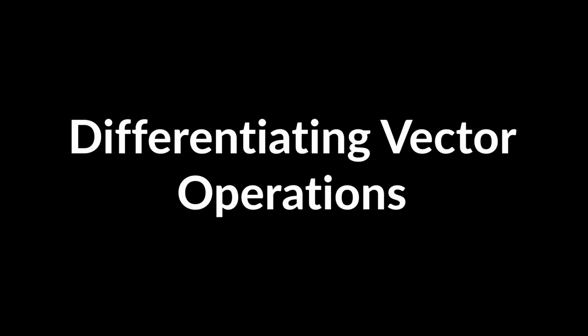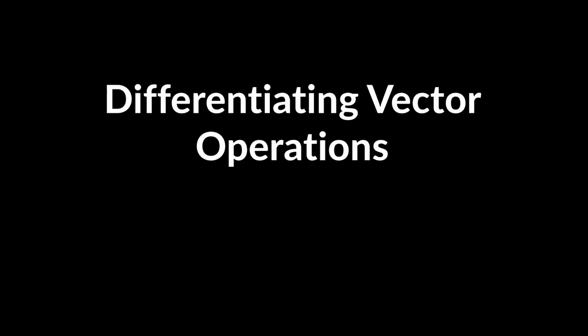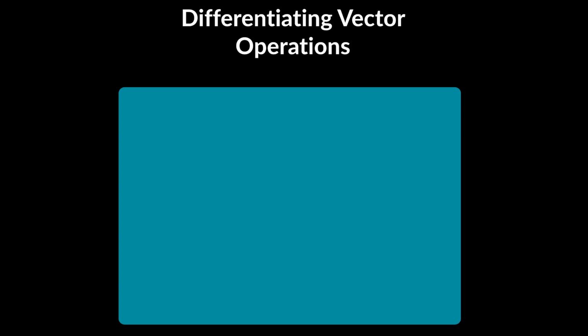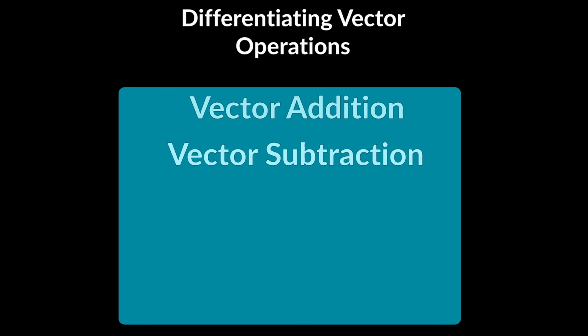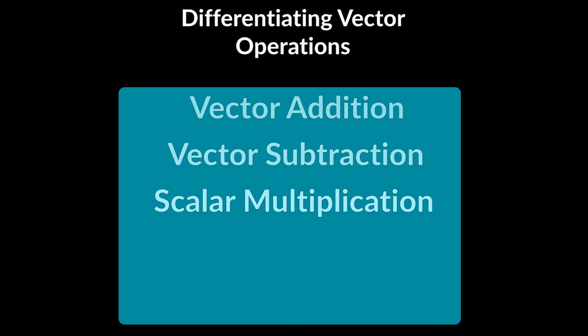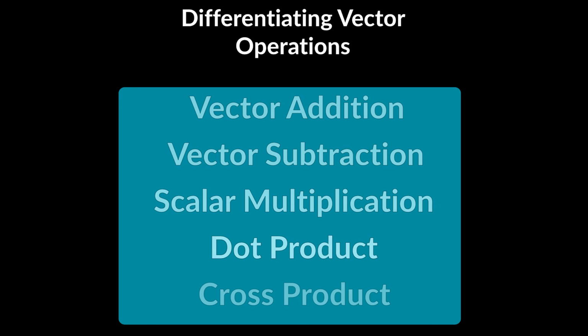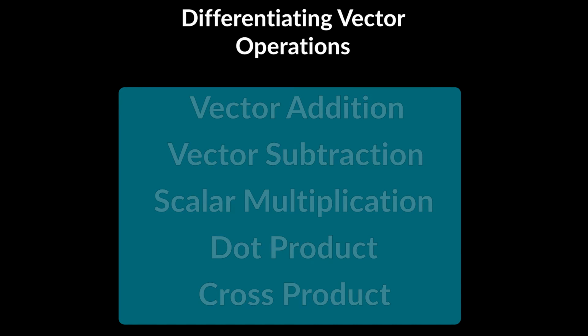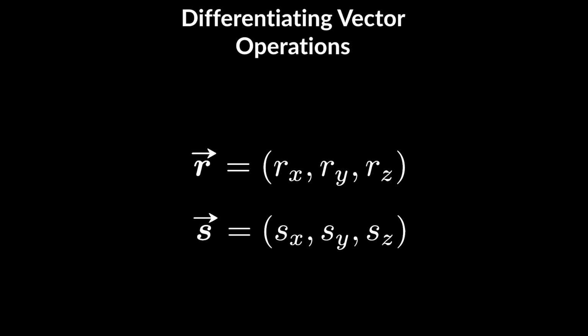Now on to our final point, we're going to look at using the differentiating concepts we discussed in our last point on the vector operations we discussed in point 3, and we're going to differentiate vector addition, subtraction, scalar multiplication, the dot product, and the cross product. And these are the most common types of differentiating that you'll come up against.